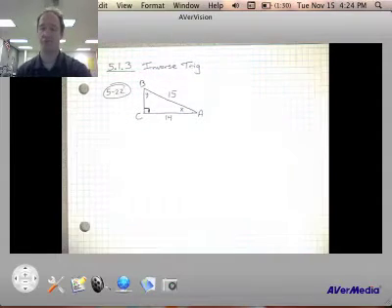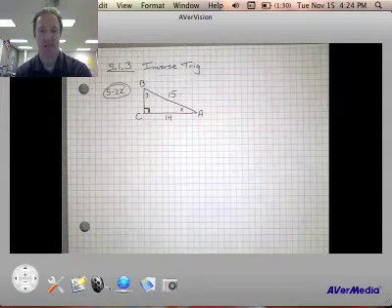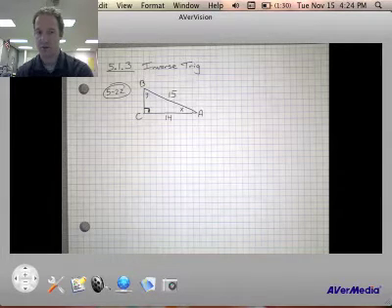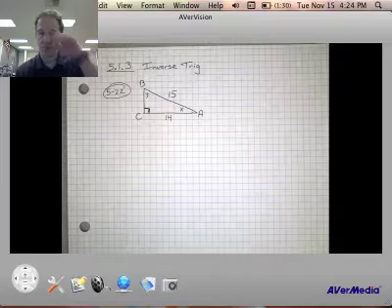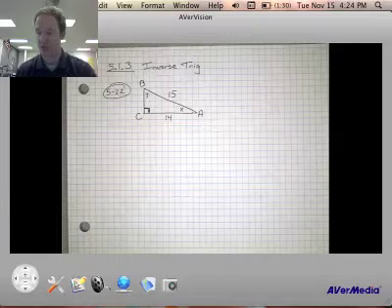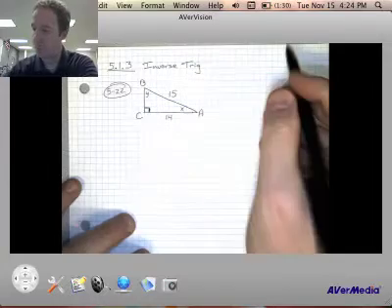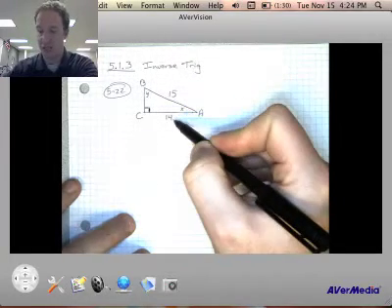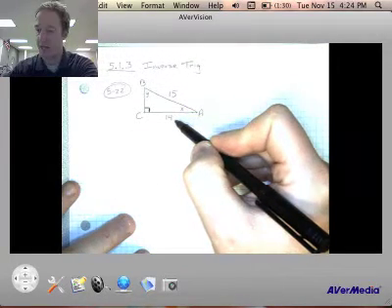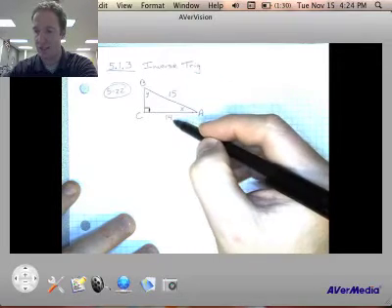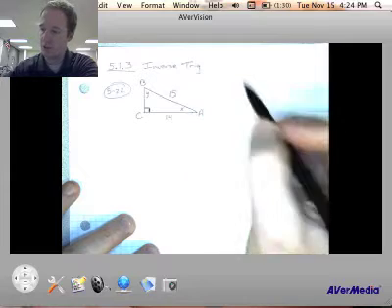Up until now, we've been using sine, cosine, and tangent to find missing sides in right triangles. But what about when you're looking for the angle? So let's take a look. Let's say we wanted to find this angle that I've labeled x. Well, we have the adjacent side, 14, and the hypotenuse, which is 15. Now, adjacent and hypotenuse means we use cosine.